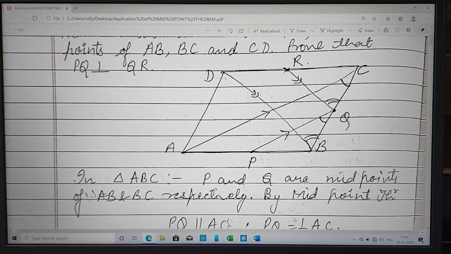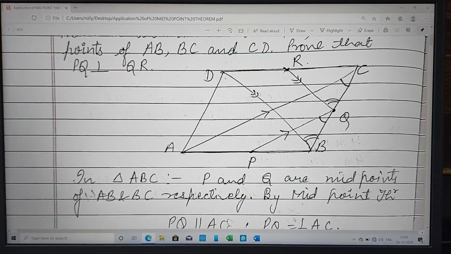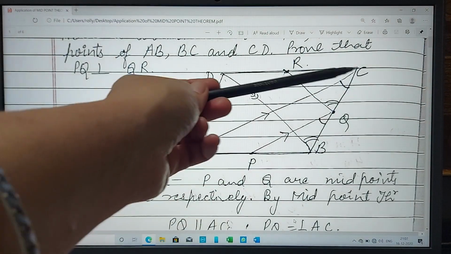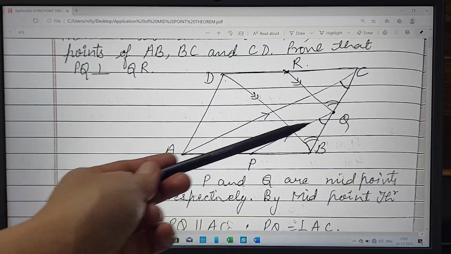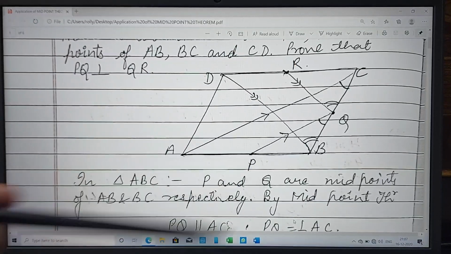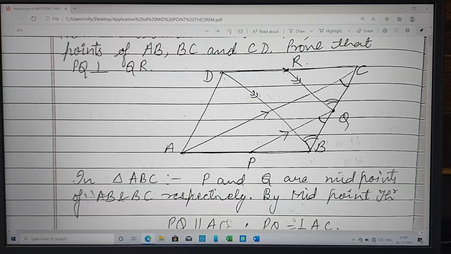First of all, we'll apply the midpoint theorem in a triangle. If we are applying the midpoint theorem, then we first have to choose a triangle. So we have taken triangle ABC. In triangle ABC, P and Q are midpoints. So if we apply the midpoint theorem, PQ will be parallel to AC, and PQ will be equal to half AC. Clear? They are parallel to each other and PQ is half of AC.